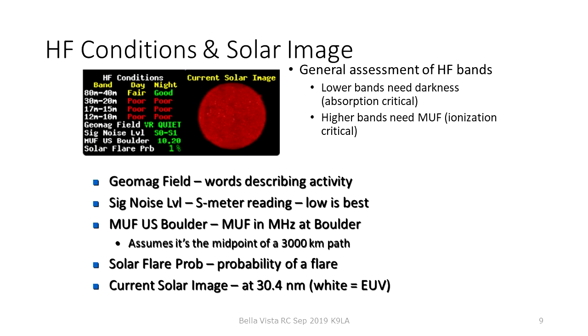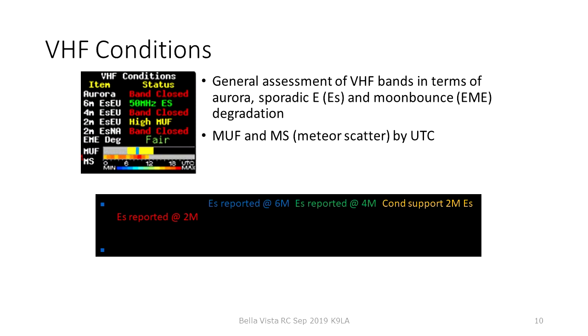The final part of the panel is the VHF conditions. It's just a general assessment of VHF bands in terms of aurora, sporadic E, and moon bounce. You can see the aurora status. It says the band is closed. That means when there's more auroral activity, it might help VHF auroral contacts: point your antenna north and work somebody off of scatter, reflection, refraction from the auroral zone.